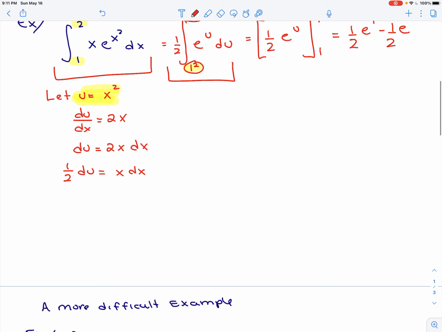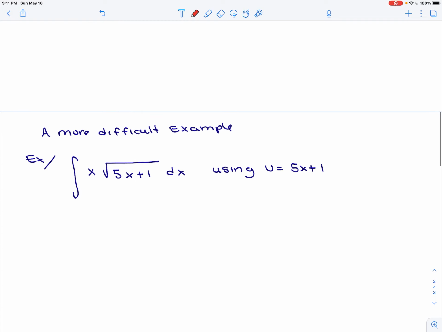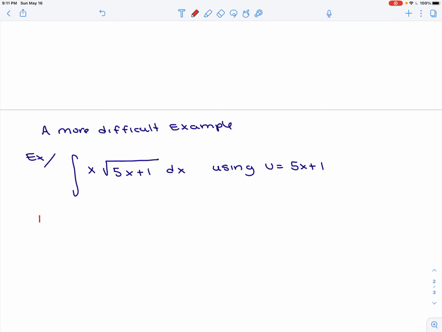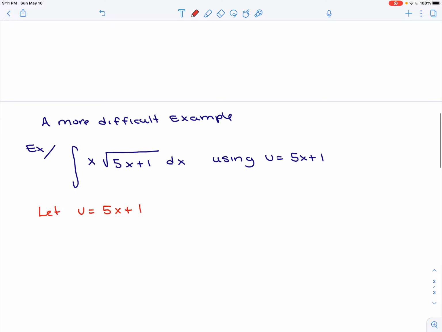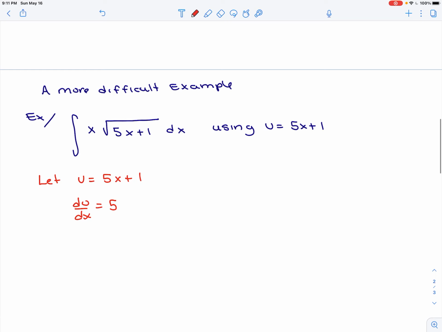All right, let's try one more. Okay, so this is definitely a more difficult example, and with a more difficult example, I might actually tell you what to use as your u value. So in this one, we're going to let u equal 5x plus 1, and then du dx is equal to 5, and then du is equal to 5 dx, and I don't have a 5 up there, so I'll make it 1/5 du.